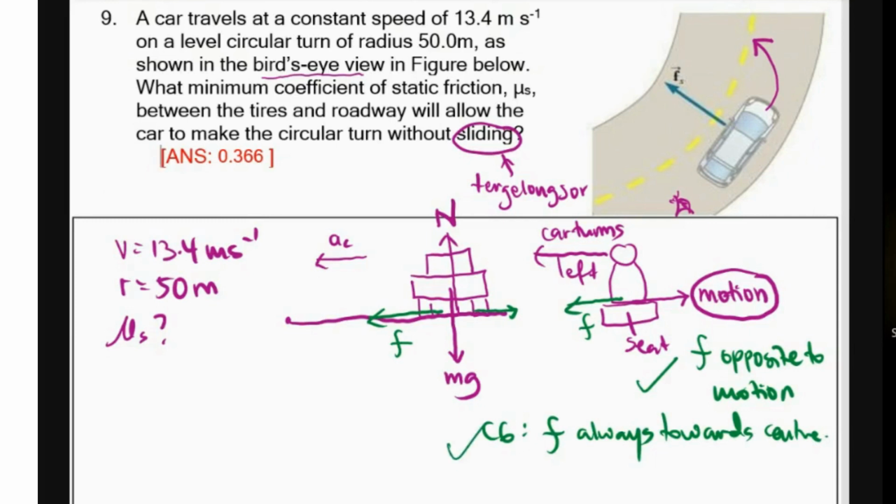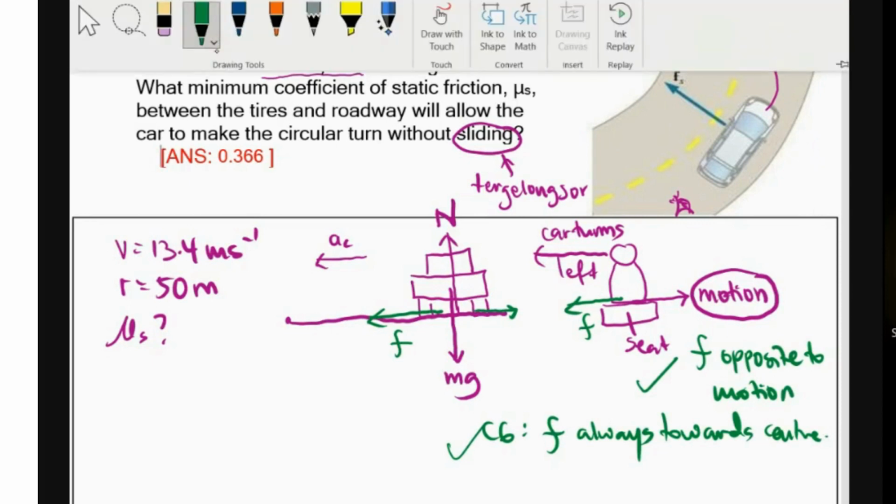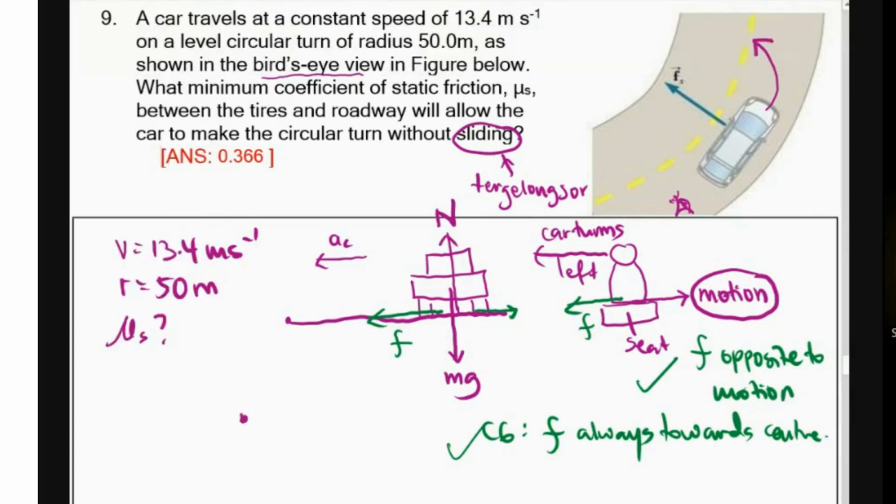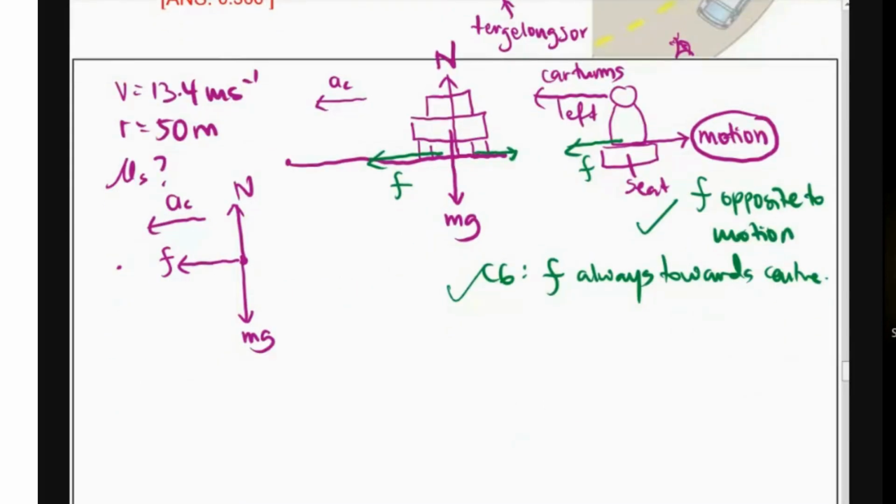So therefore, this is the free body diagram. Let me redraw the free body diagram. Normal force is upward. The weight is downward. The friction is to the left, the same direction as the AC, because the center is on its left. Okay. Therefore, back to the question, it asks for the coefficient of static friction.